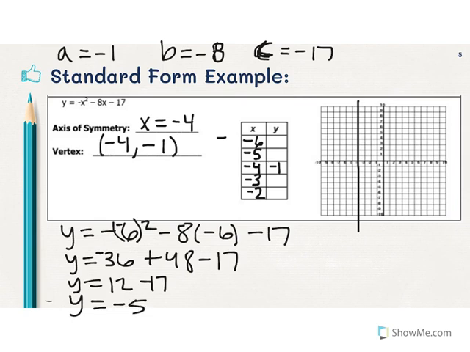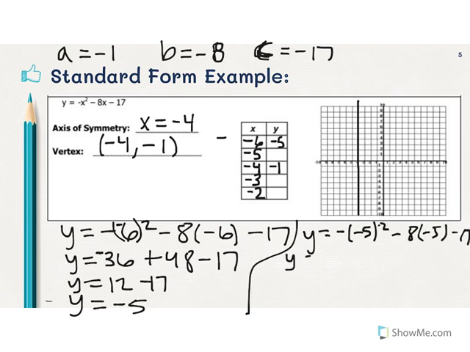So now we're going to put negative 5 here. And then we're going to plug in the negative 5. So y equals a negative times a negative 5 squared minus 8 times negative 5 and then minus 17. I can't fit it in there, so let me get rid of this. So y equals negative times a negative 5 squared minus 8 times negative 5 minus 17.